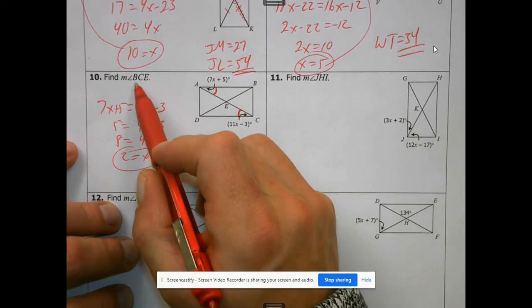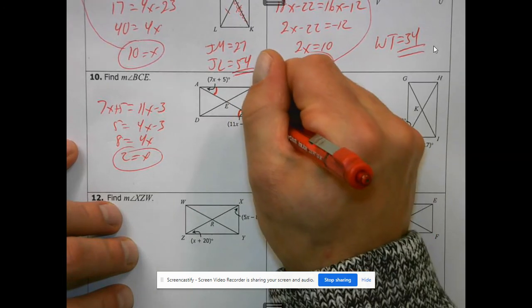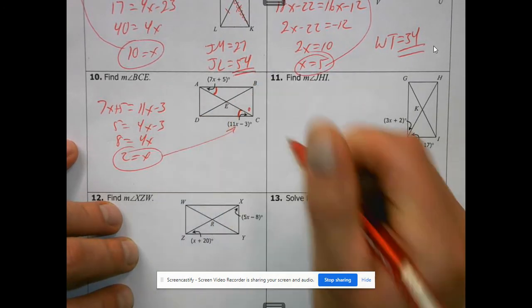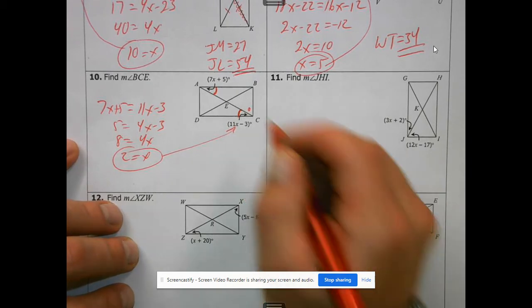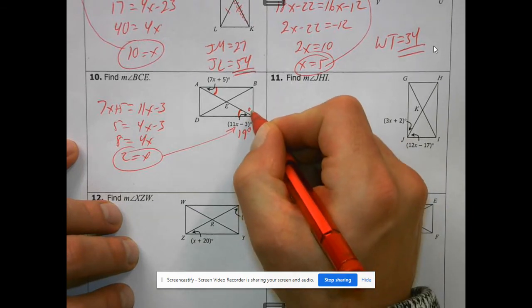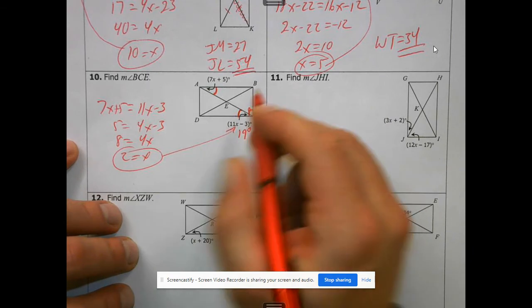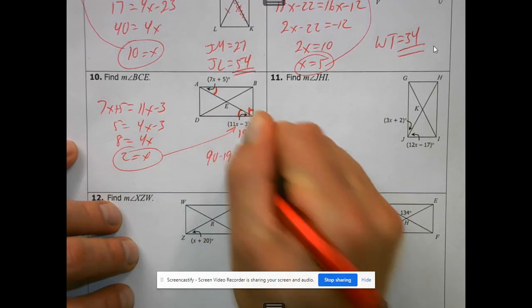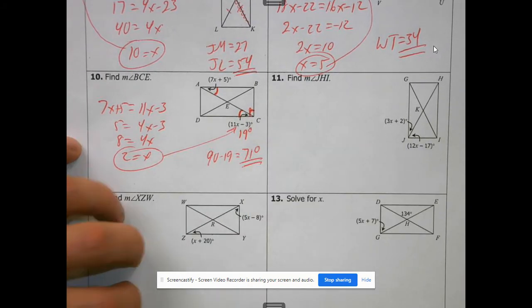But it wants angle BCE. BCE. It wants this guy right here. Well, if I plug it back in there first, that's going to give me 19 degrees. But then the whole corner adds up to 90, right? The whole thing is a 90-degree angle. So take 90 minus the 19, and that'll give you the angle, which comes out to be 71 degrees.